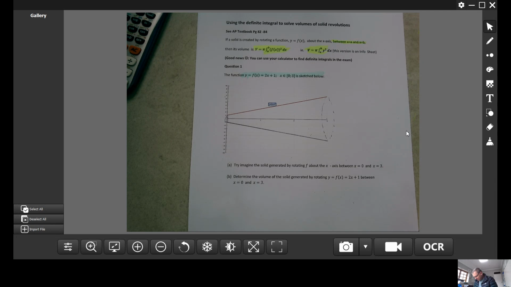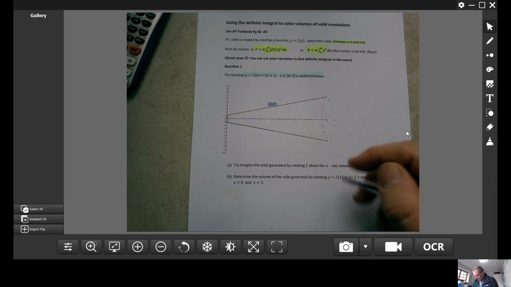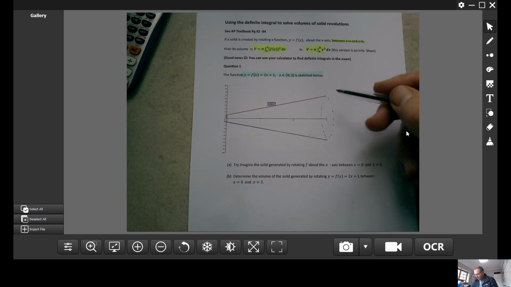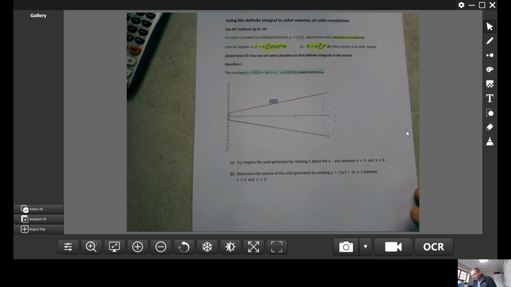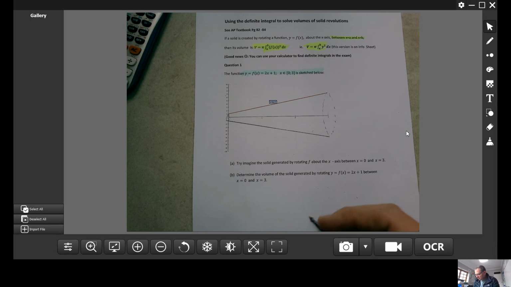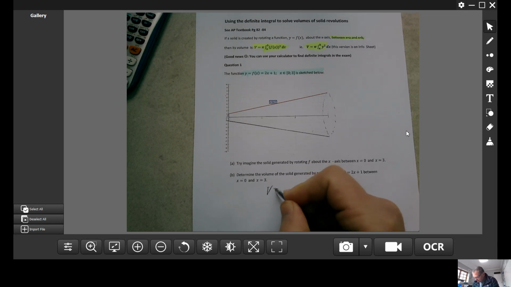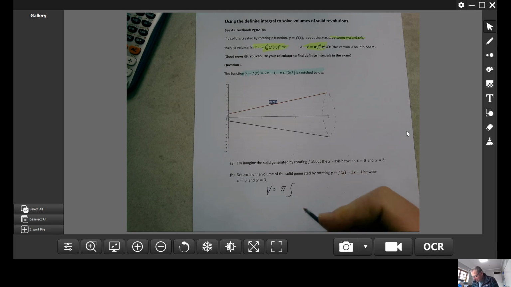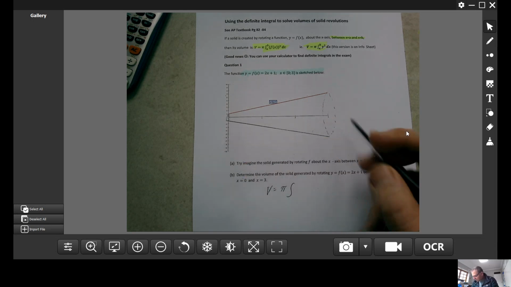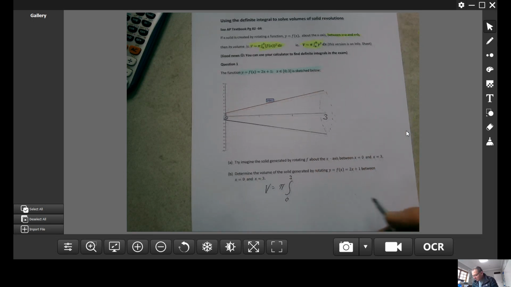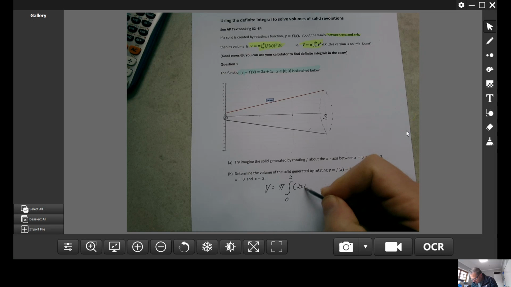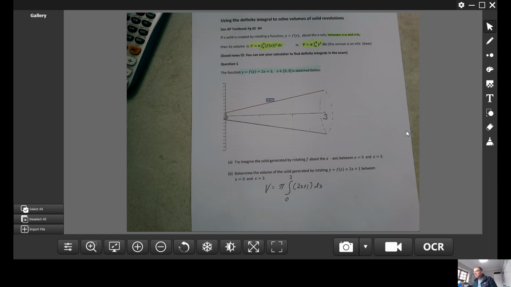So that's part A, what the solid would look like. I hope you can get some kind of picture formed. You'd have to look from the side to see what's going on. To determine the volume generated by f of x equals 2x plus 1 between x equals 0 and x equals 3, it's really easy. The volume will be pi times the integral between 0 and 3, those are your upper and lower boundaries, of the function 2x plus 1 with respect to x. You can just use your calculator at that point.